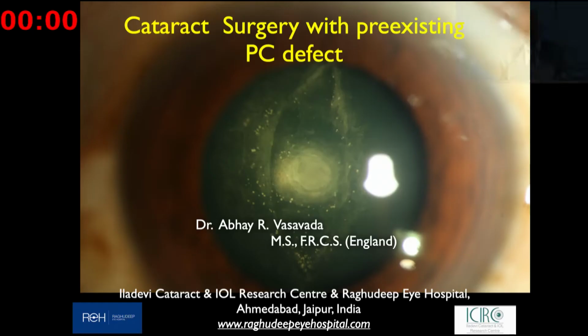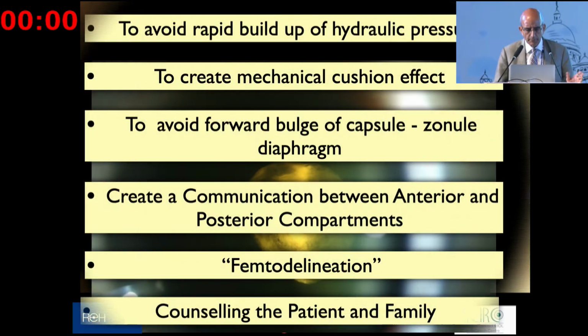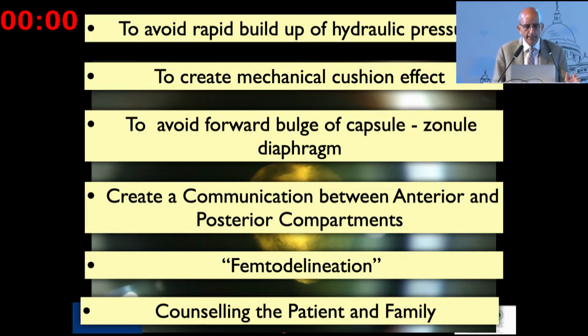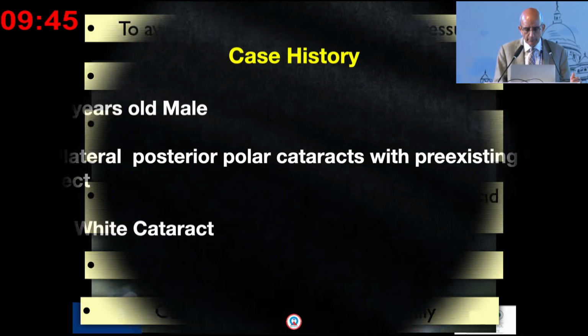This is a case that I'm going to present to you, but I just want to recap some of the pearls that we learned from many stalwarts like Dr. Osher and many others. We need to make sure that hydraulic rupture, which takes place in a posterior polar cataract with intact capsule, is not happening because of the wrong fluid injection. Create a cushion, and we find that phaco delineation is a good trick. Counseling the patient and the family remains very important.